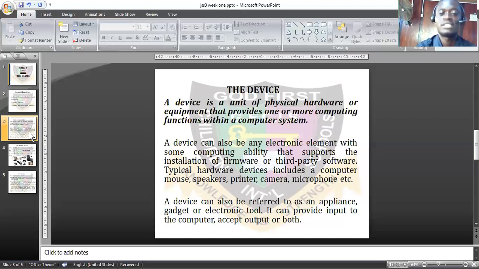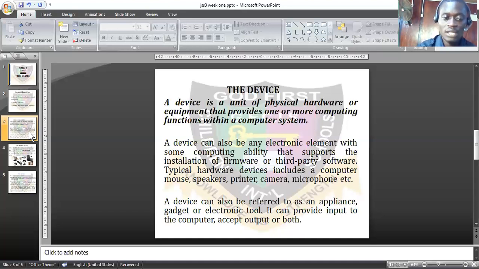So therefore, we can say a device is a unit of physical hardware or equipment that provides one or more computing functions. A device can also be referred to as an appliance, gadget, or tool that can accept both input and output. Now, when we talk about devices, they might be electronic, they might be mechanical. It depends on the device you are talking about. So a unit of physical hardware or equipment that provides one or more computing functions is what we call a device. Your laptop is an example of that.